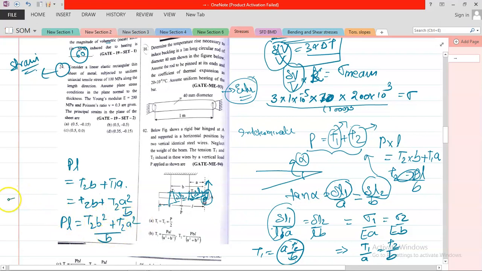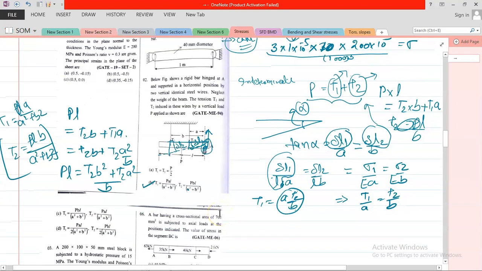So your T2 value is PLB upon A square plus B square. So this is T2, and if you write T1, then it will be PLA upon A square plus B square. So this is your value: T1 is PAL upon A square plus B square, and your T2 is PBL upon A square plus B square.